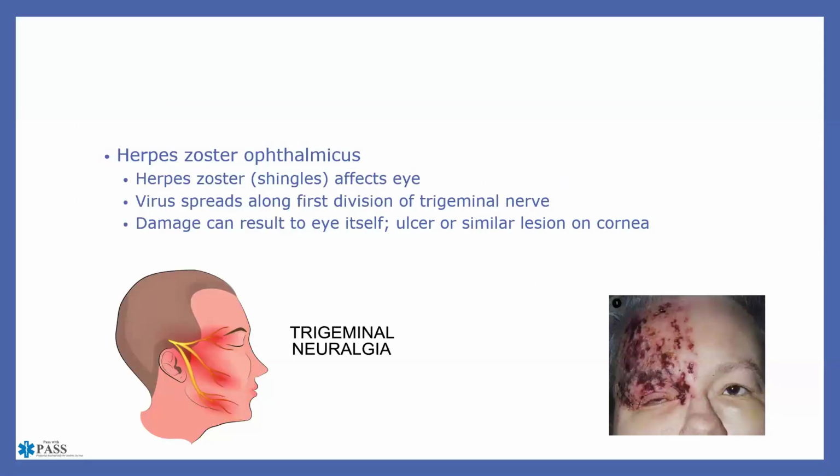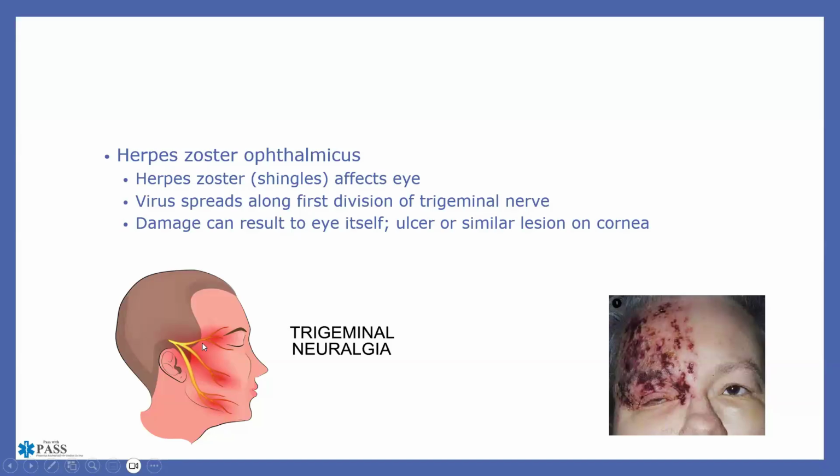Herpes zoster. Herpes zoster or shingles can affect the eye. This is what it would look like in an individual, this picture down here on the right-hand side. So that's herpes zoster or shingles that can affect the eye. And the virus spreads along the first division of the trigeminal nerve. So what you are looking at here on the left side, tri meaning three, this is your trigeminal nerve, and there are three different branches: the top, the second, and then the third branch.